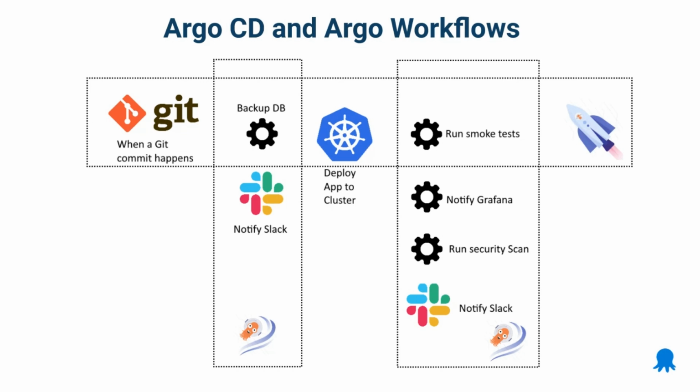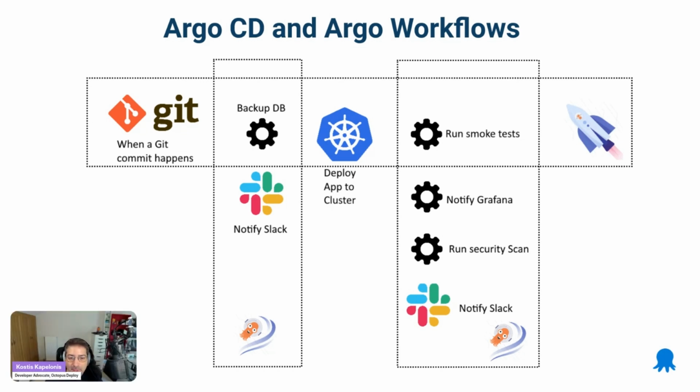Then another popular combination is Argo CD and Argo Workflows. Usually when you do a deployment in Kubernetes, sometimes you want to do some things before the deployment and some things after the deployment. So maybe before the deployment, you want to migrate a database, and then after the deployment, you want to run some smoke tests or something else. Argo CD has some basic capabilities on its own to do that. But if you want something more complex, you can also use Argo Workflows.